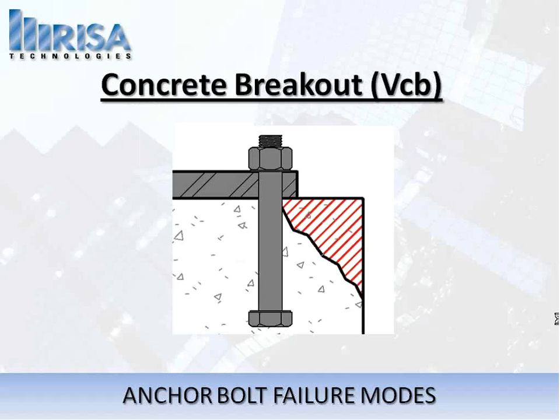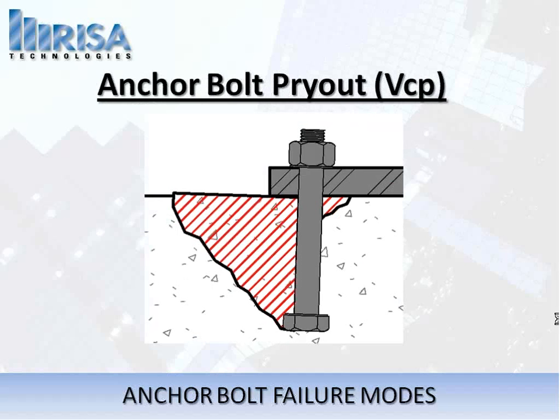We have concrete breakout, and this is similar to the tension cone breakout, but in this case we've got shear that's pushing at the bolt plate interface into the concrete, and what you're getting is a sideways cone breaking out of the concrete. And once again, this is something that only happens when your anchors are relatively near an edge. Now, when your anchors are inboard much more, say in the middle of a slab, you're going to get something more like this, more likely, which is the anchor bolt pry-out.